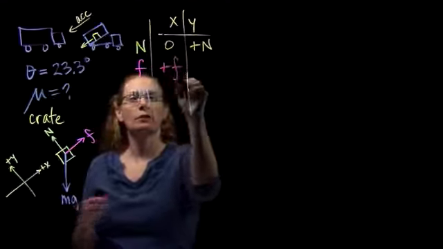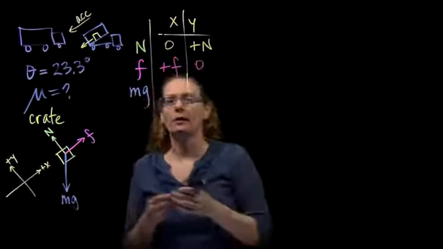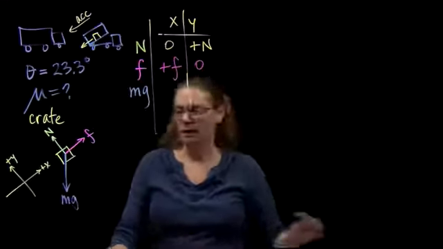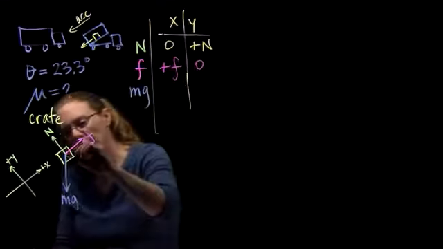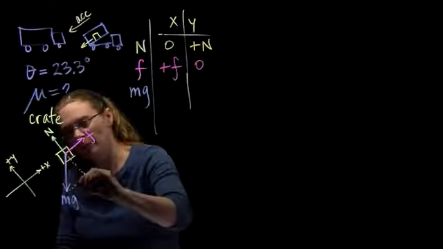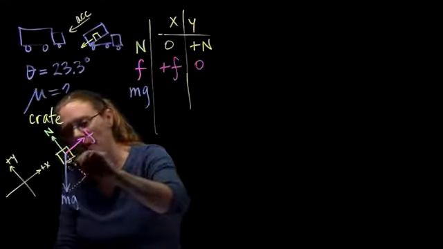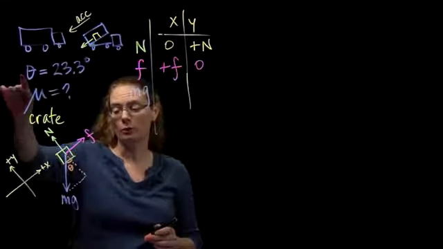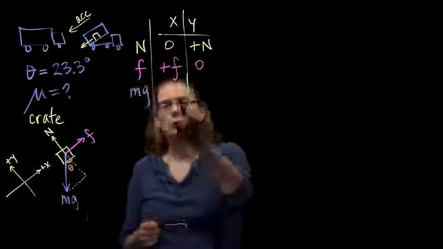So I have a positive frictional force, nothing in the y direction. And then the tricky one. We always have the tricky one, which is the weight. If you drop your triangle, if you make a triangle dropping down from the normal, then this top angle is always the same as the angle of the incline. So we do know that. But how do we put it in here?